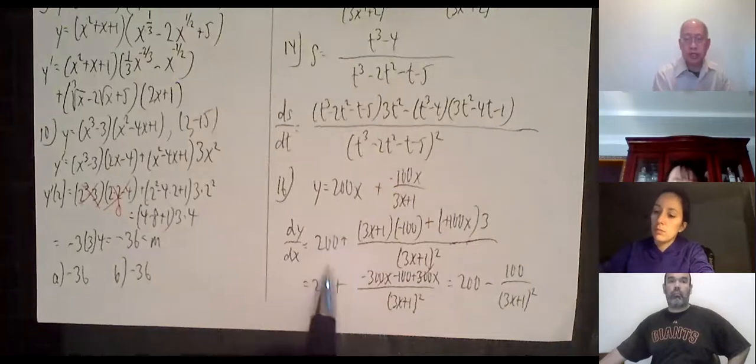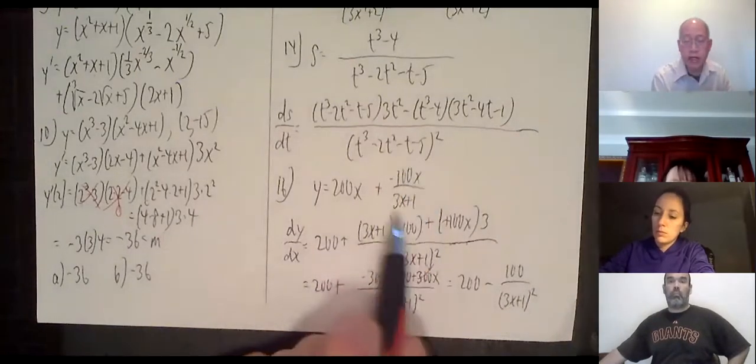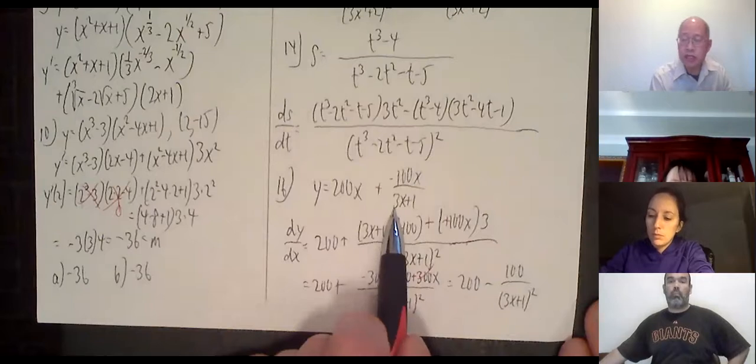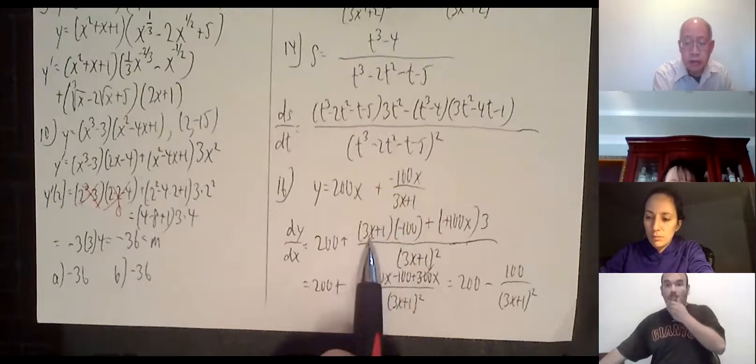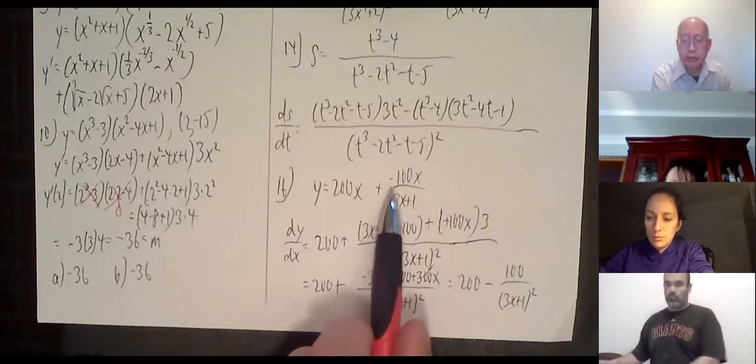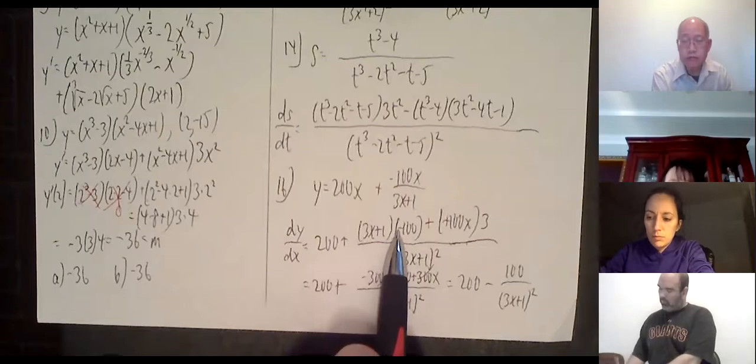Okay, so the derivative of this is just 200. That's the easy part. The harder part is this one. So how do I differentiate this quotient? And what does differentiate mean? Take a derivative. All right, so here we go. Bottom times the derivative of the top. So what's the derivative of negative 100x? Negative 100.